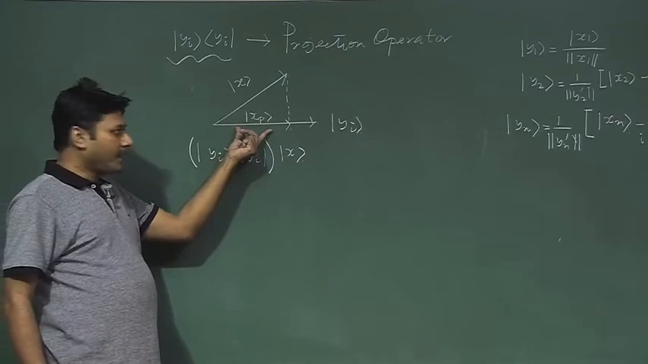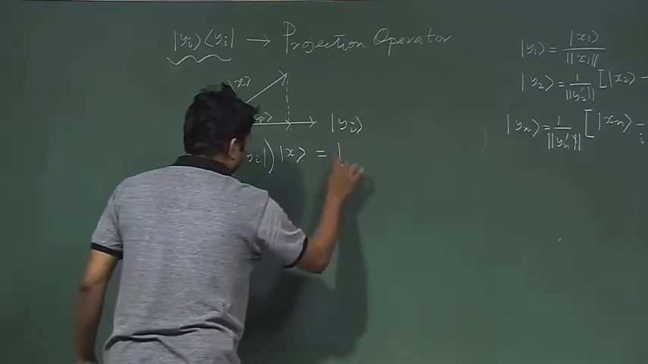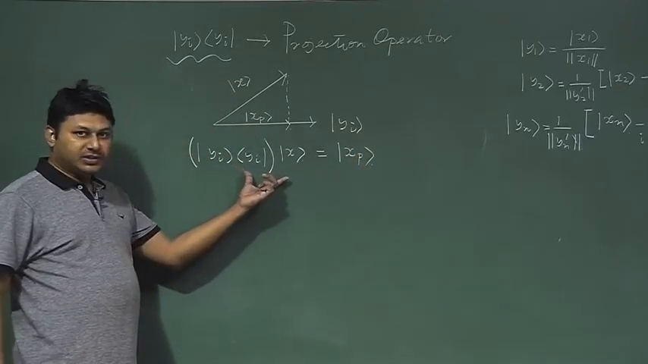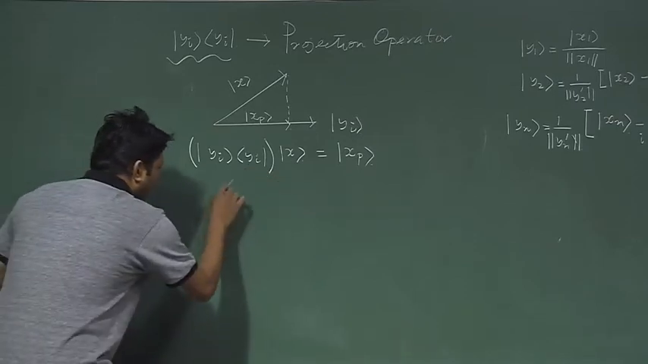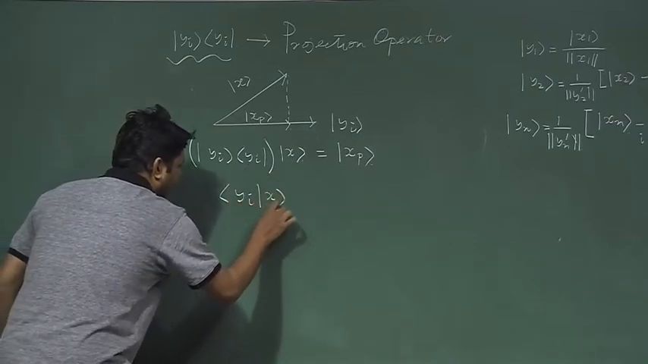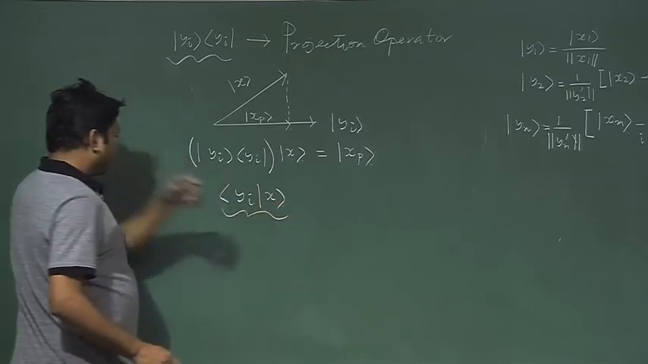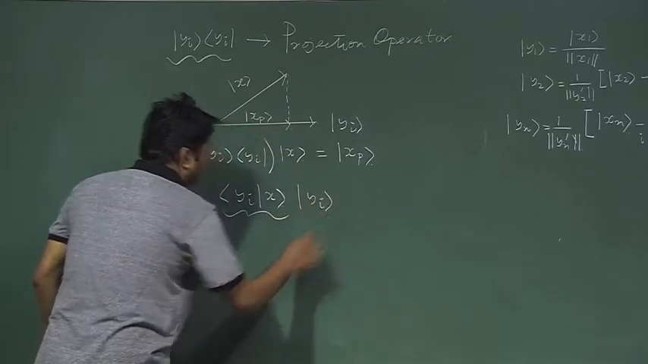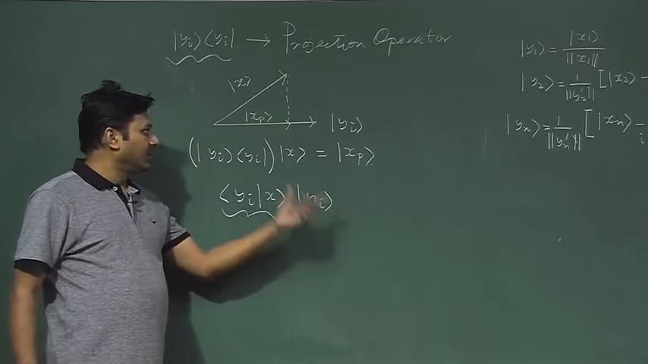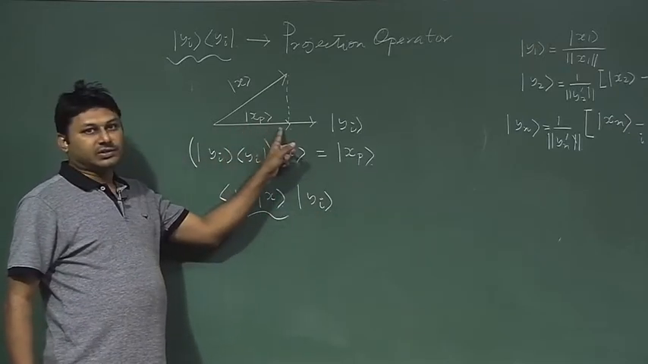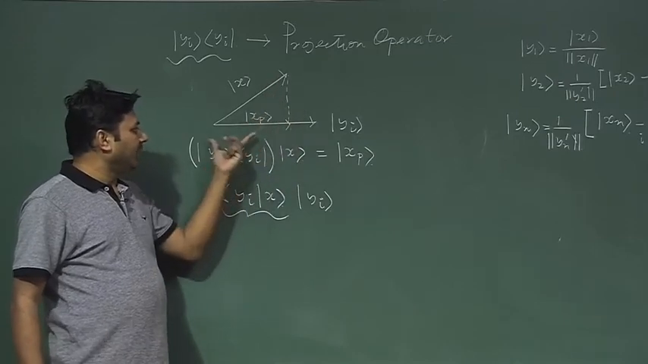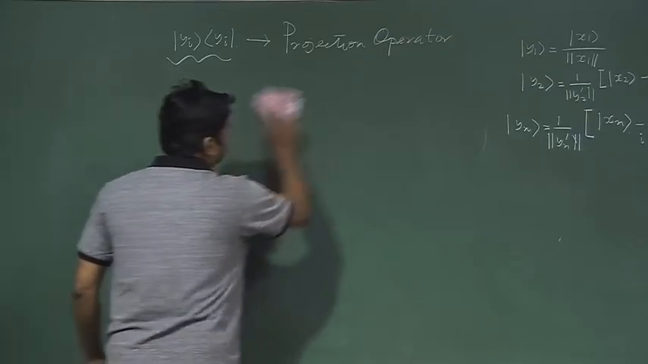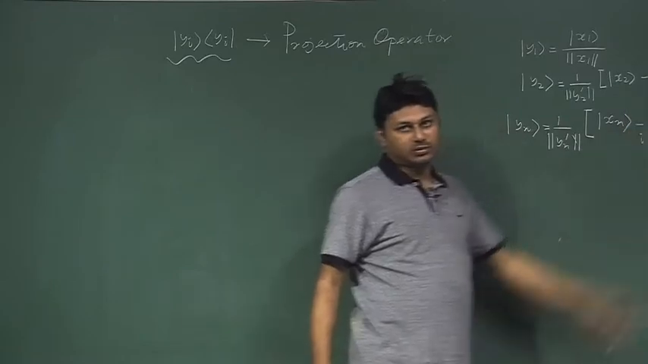So what will be my xp? xp will be this quantity, which is quite simple. If you try to understand it, yi with x is nothing but the dot product, multiplied by the vector direction. So it will give you the vector along this direction, that means it is the projection along this direction. Try to find out how this projection operator works in this particular case.